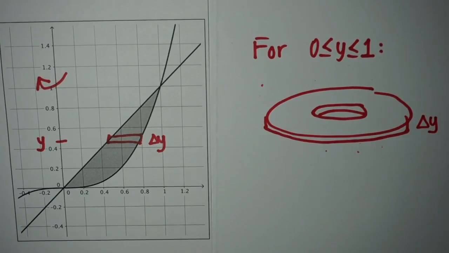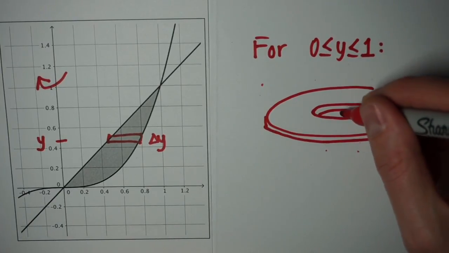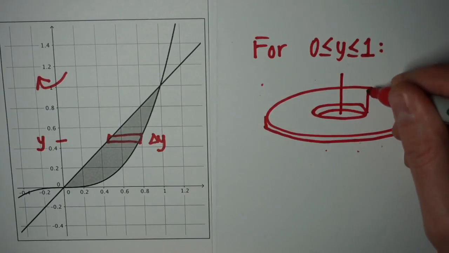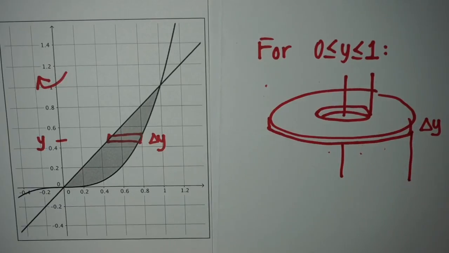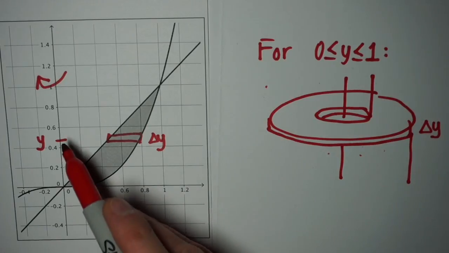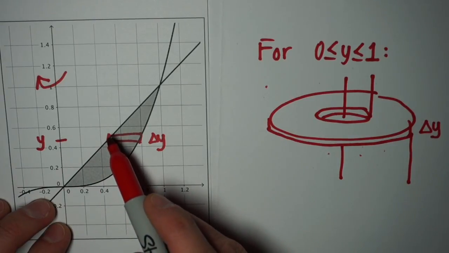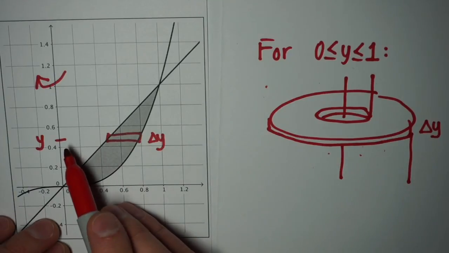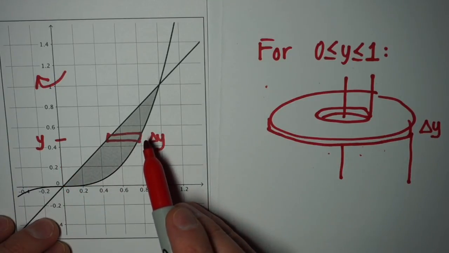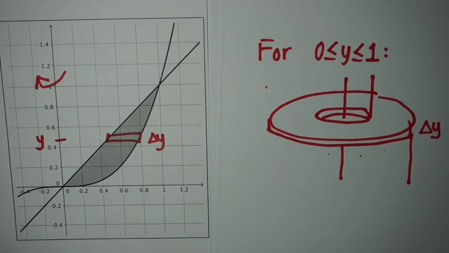The two dimensions we need in order to find the volume of this are going to be this inner radius and the outer radius. The inner radius, or the smaller radius, will come from the distance from the axis of rotation to this function, and the outer radius, or the bigger radius, will come from the distance from the axis to the furthest function.